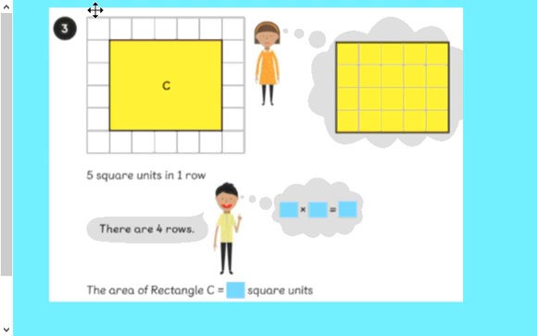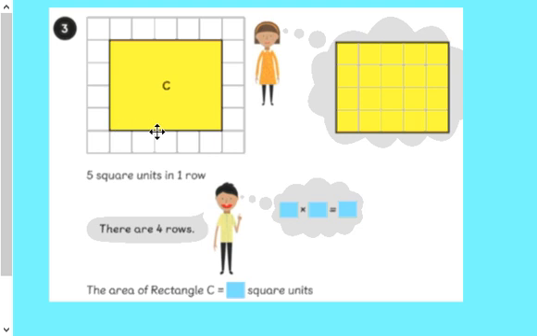Okay, your turn again. There is a rectangle here. Could you find for me the area of that rectangle just using multiplication this time? Press pause while you're doing it and press play when you're ready to hear me talk you through it.